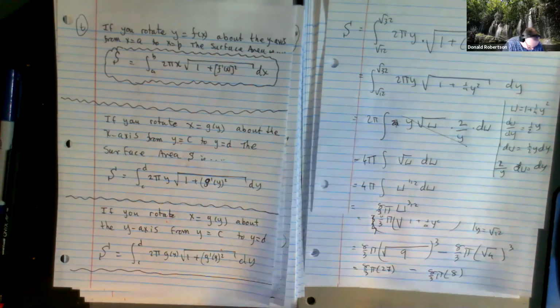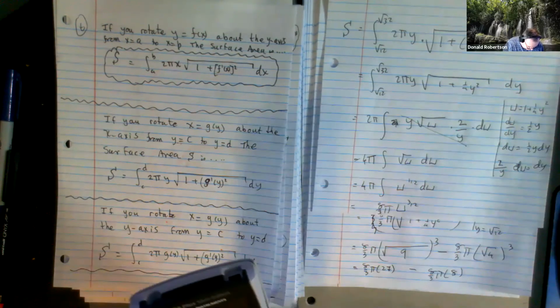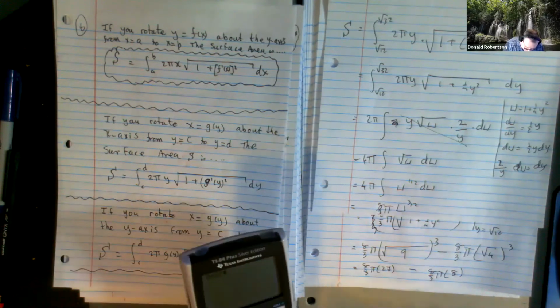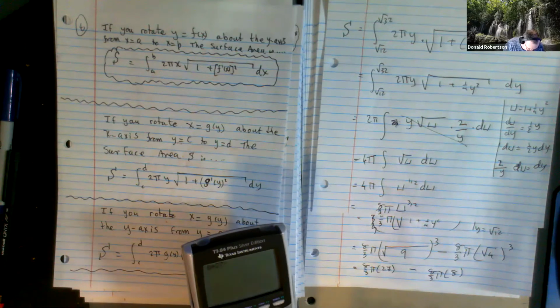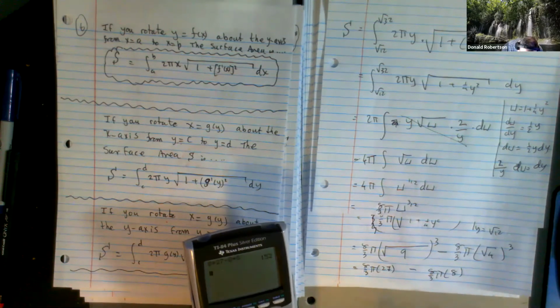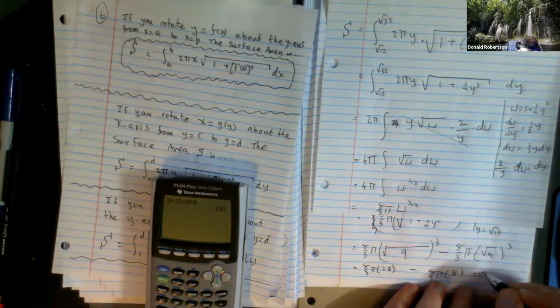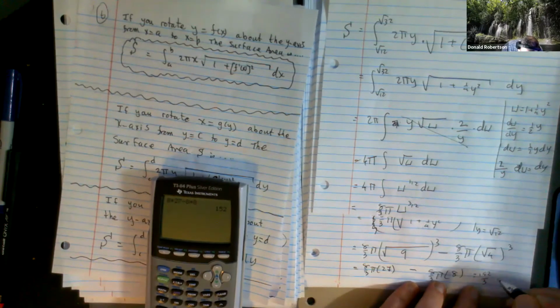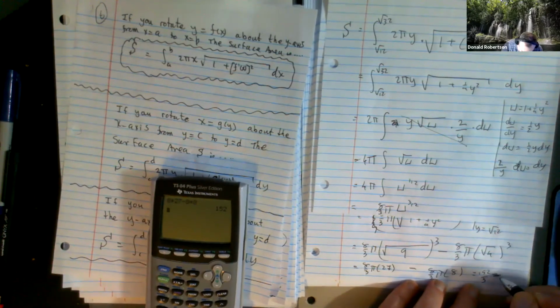So let's see what that comes out to be. 8 times 27, take away 8 times 8, and I get 152/3 pi.